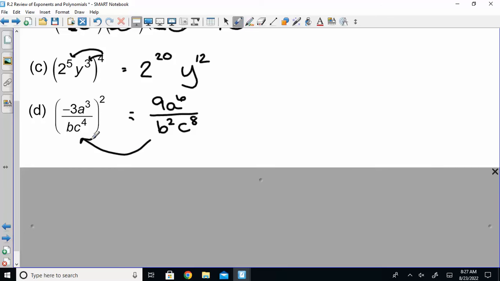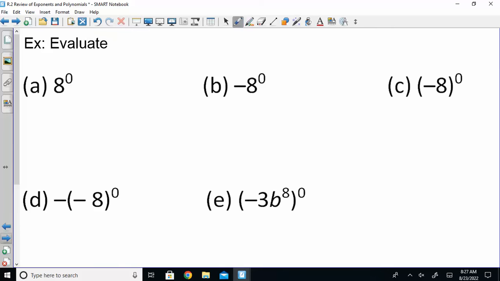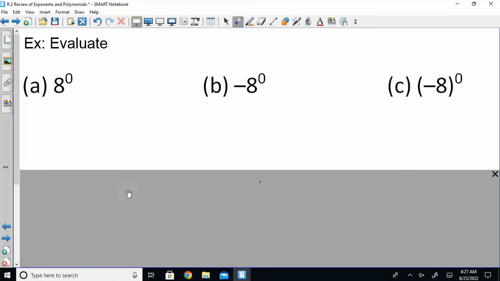Okay. I want to put 3 problems up here. And I just want you to take a second and see if you can figure out what the answer would be on each. So, first one, 8 to the 0. I told you anything to the 0 power is 1.